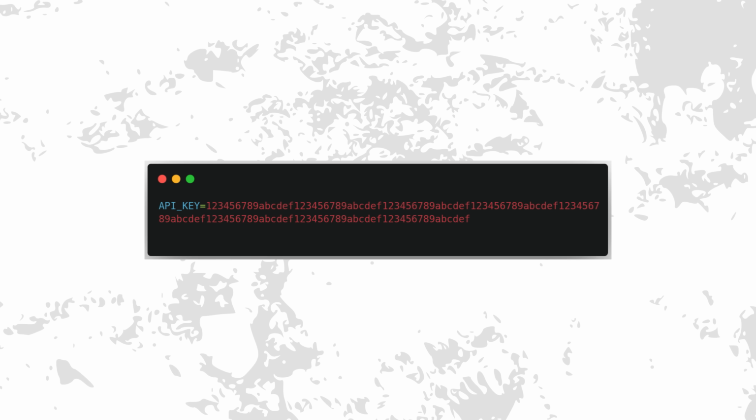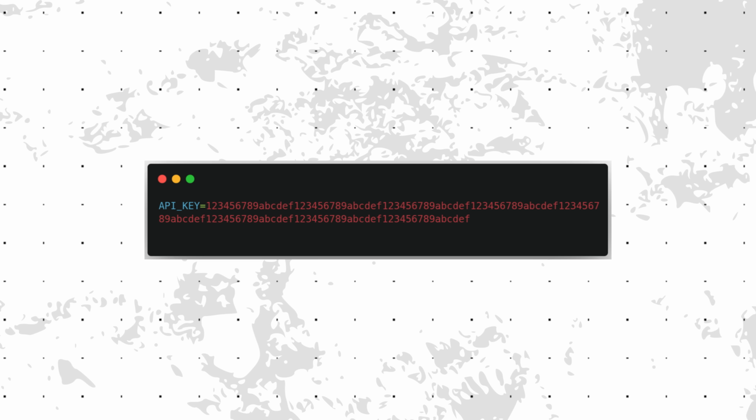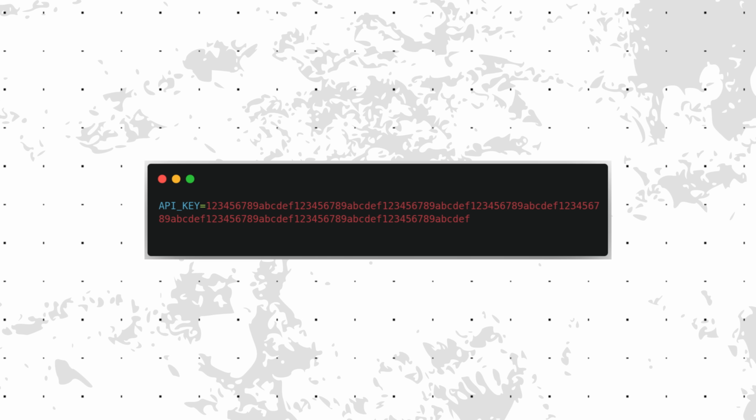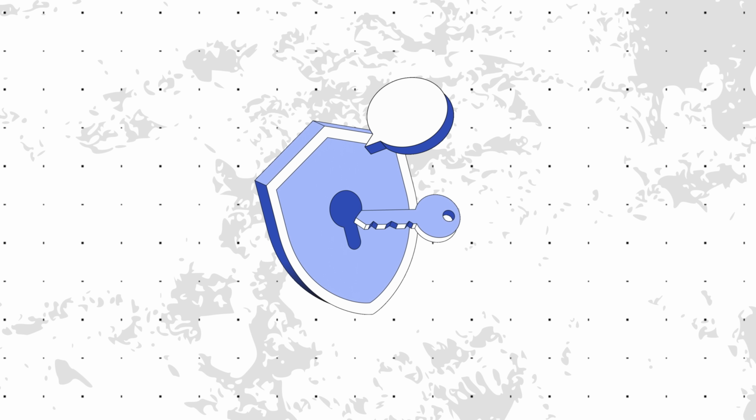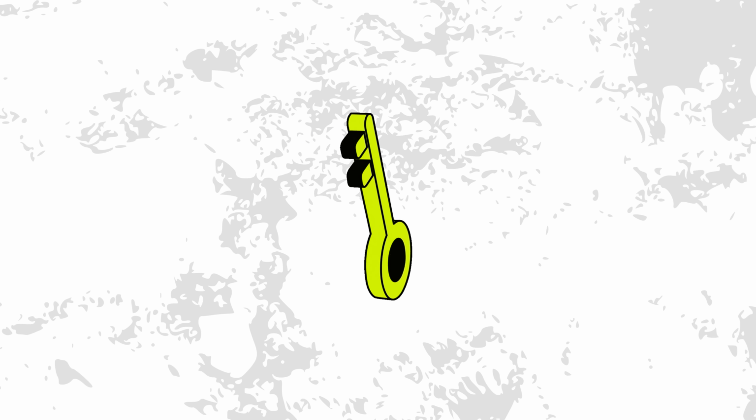An API key is a long, randomly generated string of characters that acts as a secret token. When an application wants to access an API, it includes this key in the request. If the key is valid, the API allows the request to proceed. API keys are usually sent as part of the request to the API. There are a few common ways to include them.